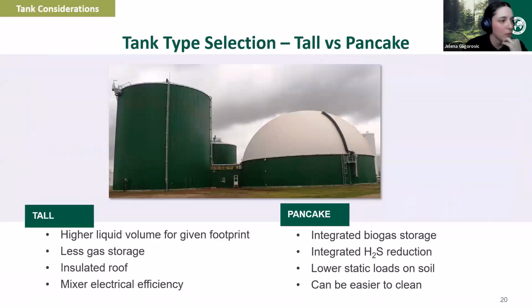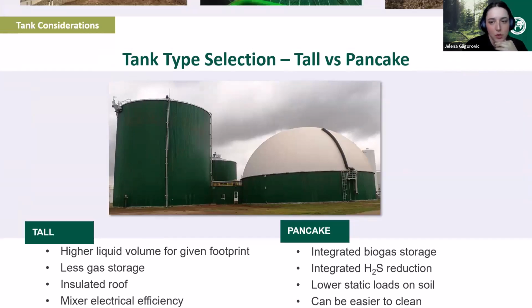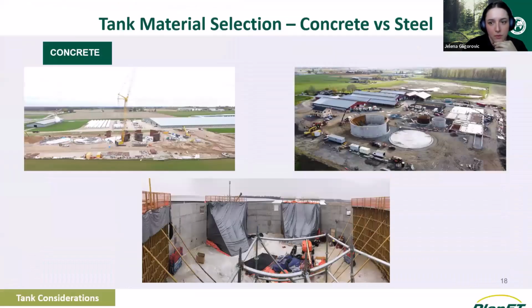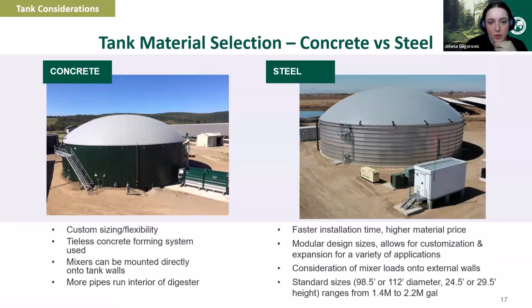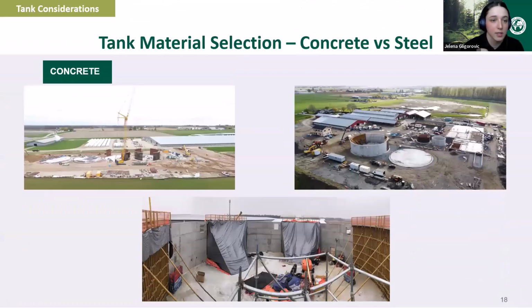I do see a question about whether concrete's cheaper. Let me just go back here. So the steel tends to have a higher material price, but this is impacted by local contractor and material pricing as well. Typically steel is a bit more expensive on the material price, but it does have a shorter installation time. So sometimes labor pricing can make a difference as well.